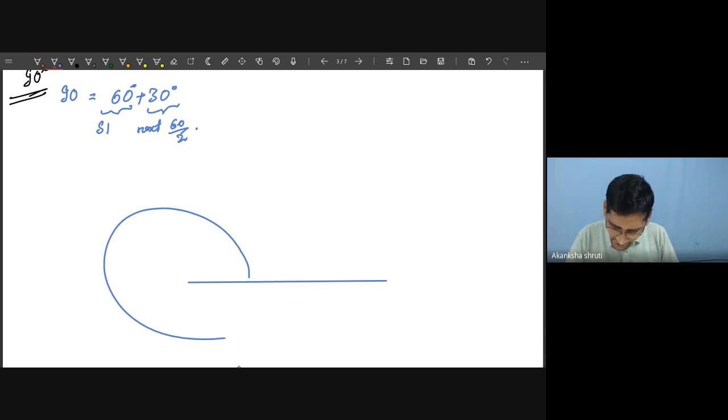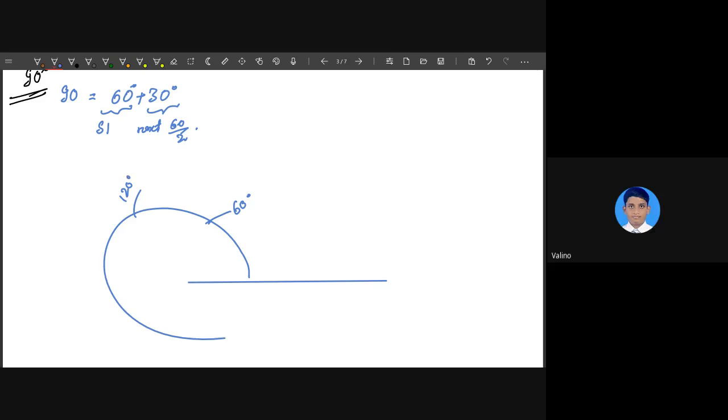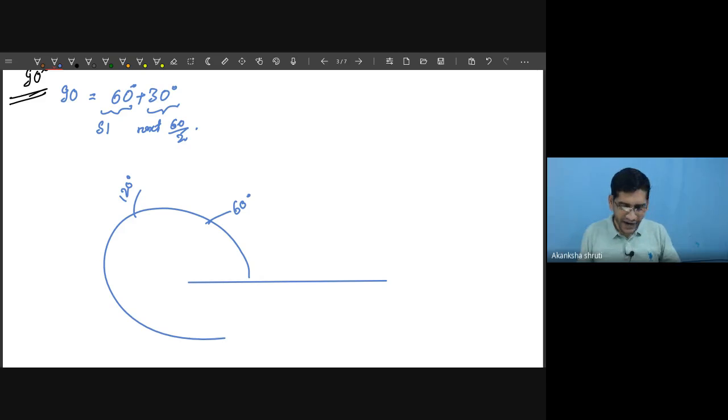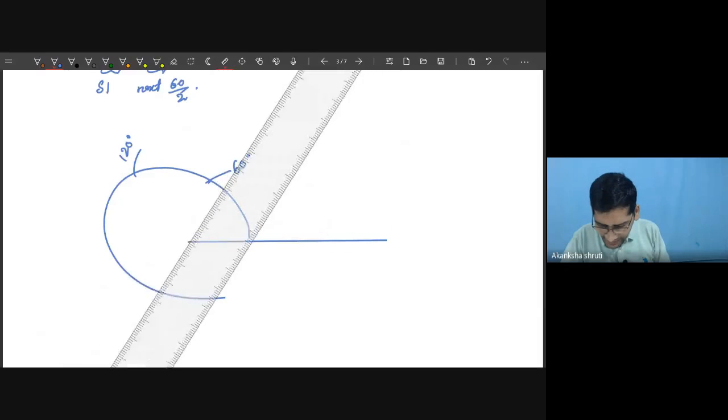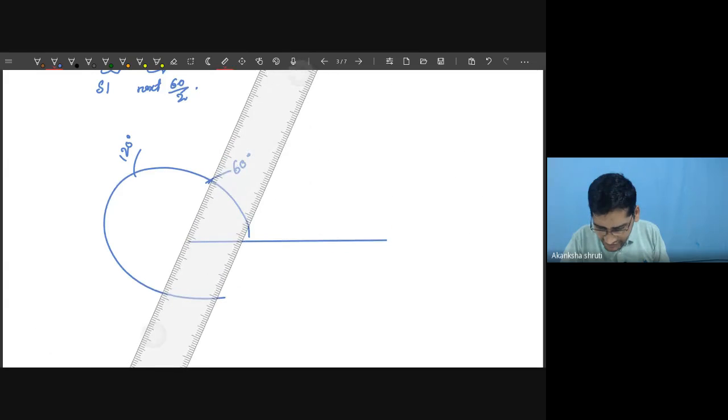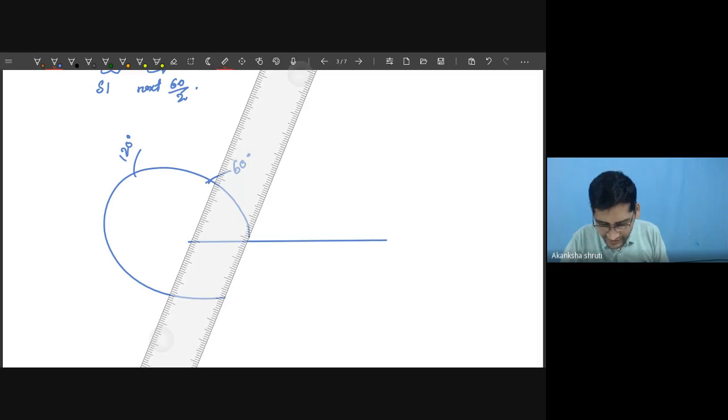You first take the 60 degree cut over whatever circle you have taken. Do not change the radius of this compass. Take one cut. One cut will give us how much? This line will give us this 60 degree. Take the other cut from this 60 degree. This will be 120 degree. Now you have to divide the angle between the 60 degree and the next 120 degree.